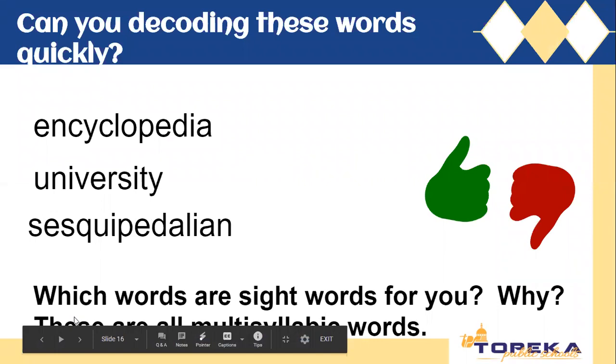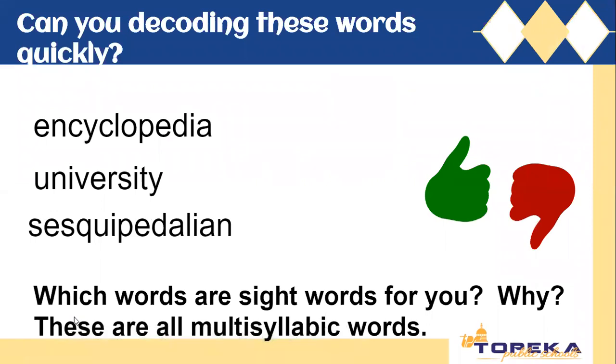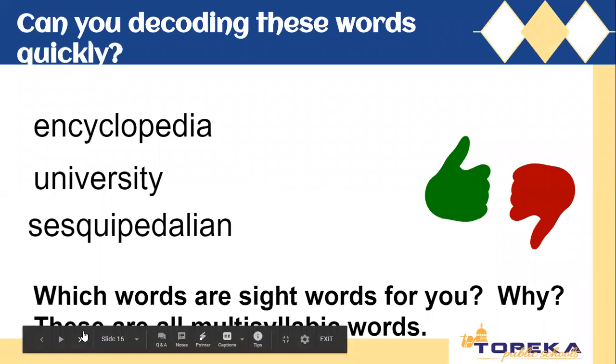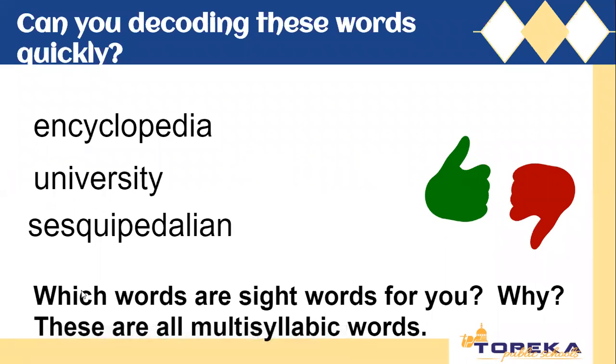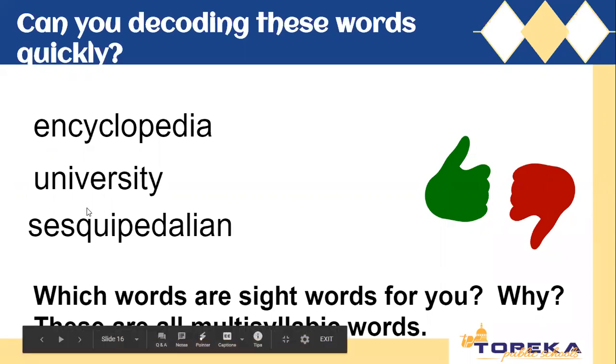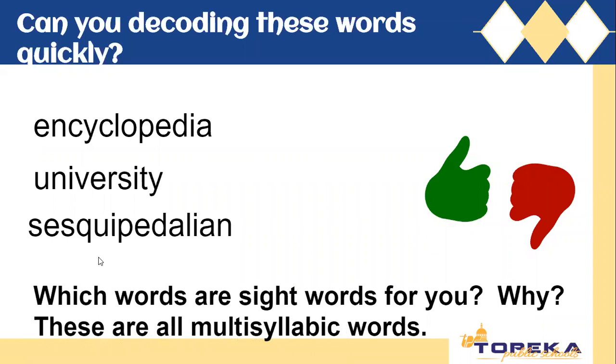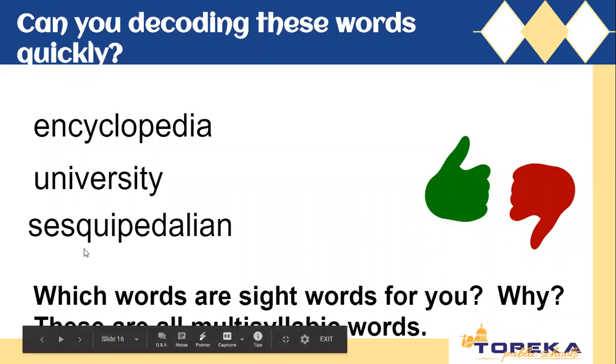So look at these 3 words. Can you decode these words? And which are sight words for you? A sight word is simply a word that we know by looking at it, by sight. Which are the ones that you had to sound out? And which ones were sight words for you and which ones were not? Encyclopedia, university, sesquipedalian. I don't know about you, but the last one, I definitely had to sound out into syllables as it was not part of my sight vocabulary.